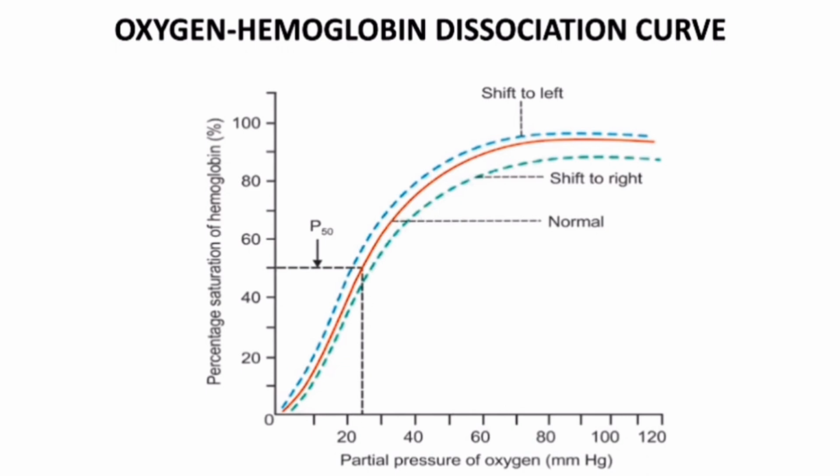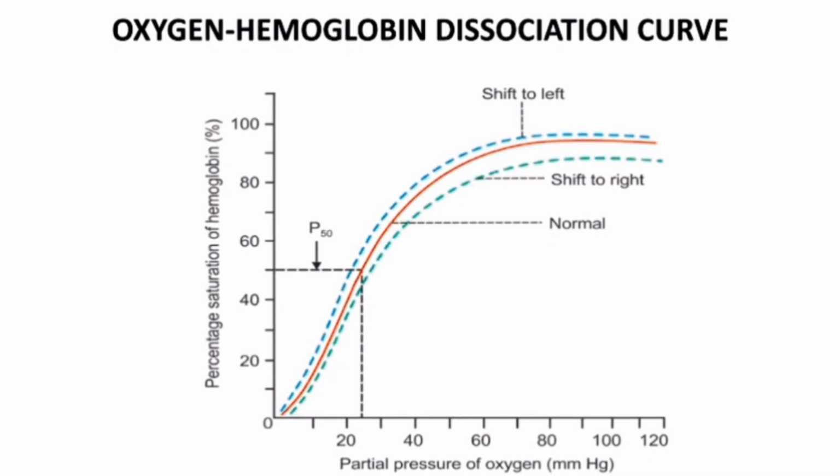So shift to left and shift to right is there. The middle one, the red line, shows the normal graph. The green dotted shows the shift to right and the blue dotted shows the shift to left. We have three phases in this. Phase one is slow ascent. That is when you see the graph from 0 to 10 mm, you can see a small dip.